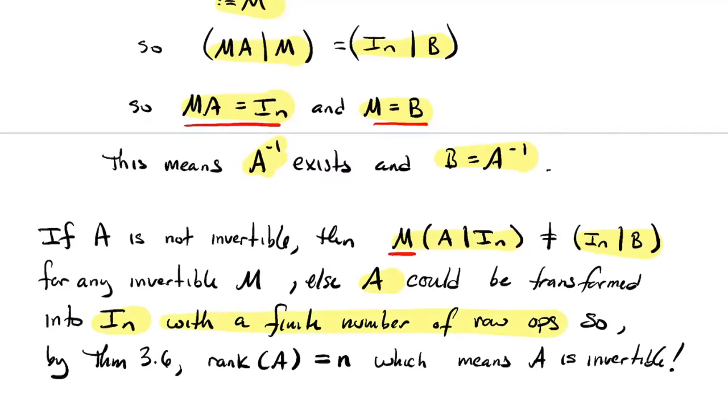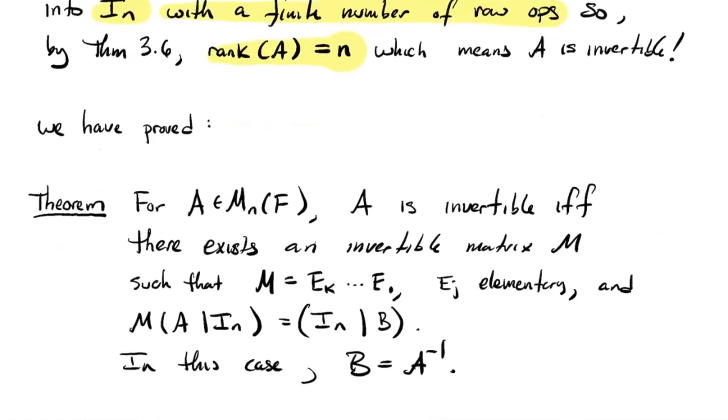So if we could transform A into I_N with a finite number of row operations, then by theorem 3.6, the rank of the matrix A would have to be N, because performing row operations doesn't change the rank. But if the rank of A were N, then A would be invertible, but we're assuming that A isn't invertible. Good. So if you roll all that together, stop the video and rewatch it if you need to.